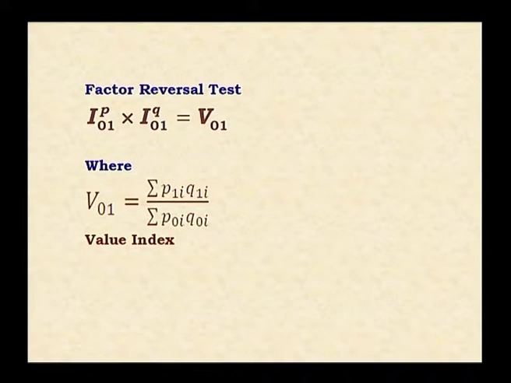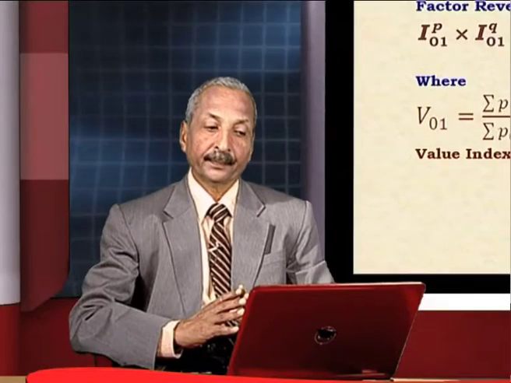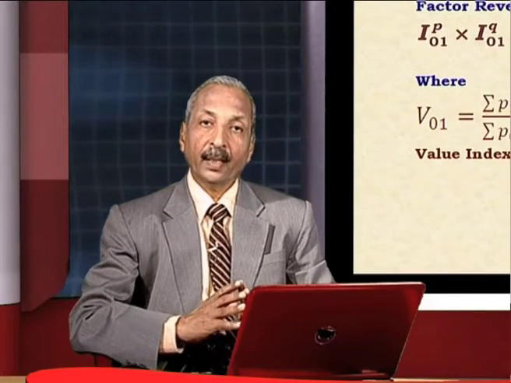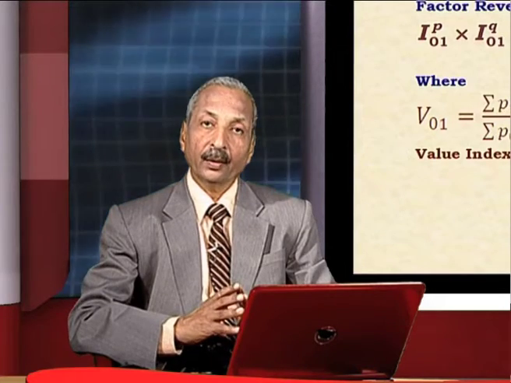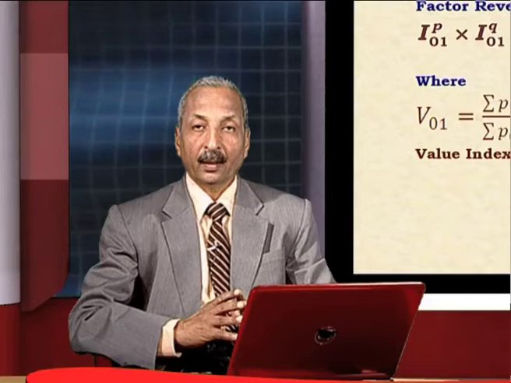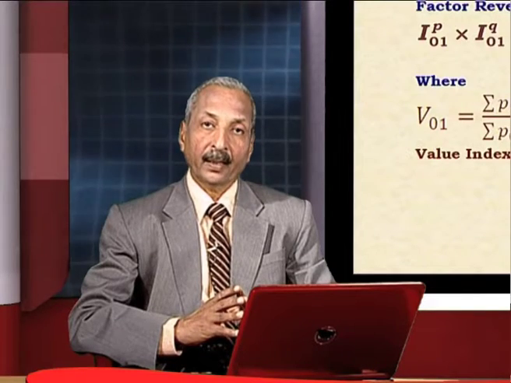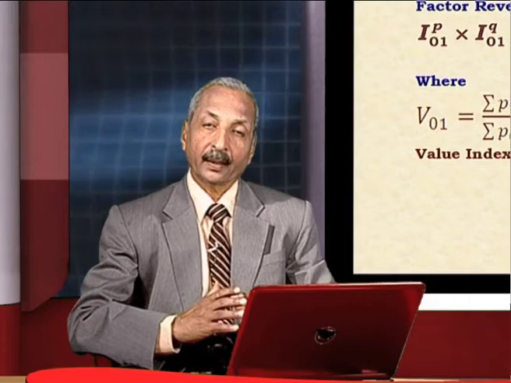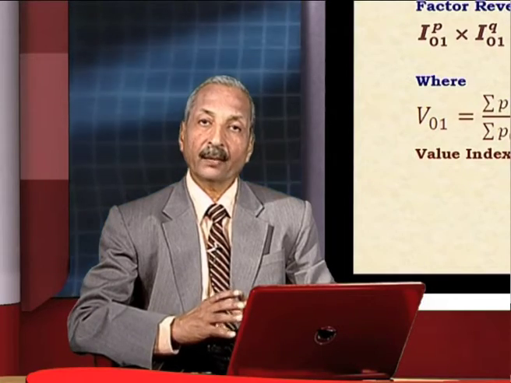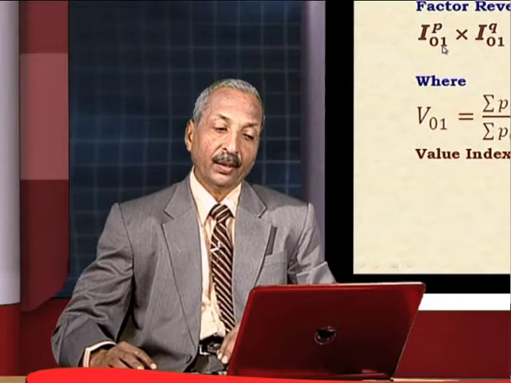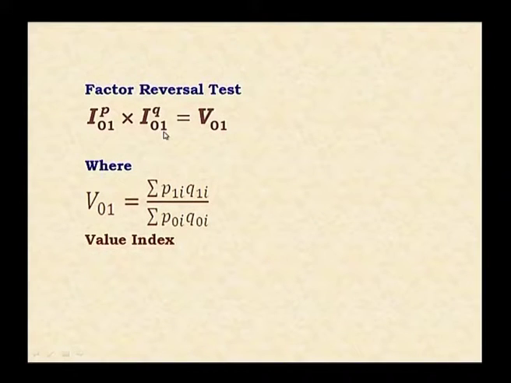That is, if we are using Fisher's ideal index number, then for price as well as for the quantity index we use the same index number. Only thing is that in place of the prices we shall replace the quantities, but we shall use the same formula given by the same author while calculating I01P and I01Q. So, the product of these must be equal to V01, where V01 is equal to sigma P1i times Q1i divided by sigma P0i times Q0i, and this is known as the value index.